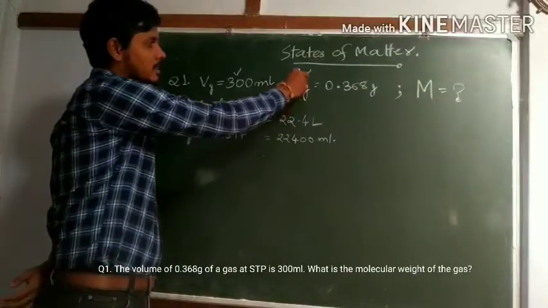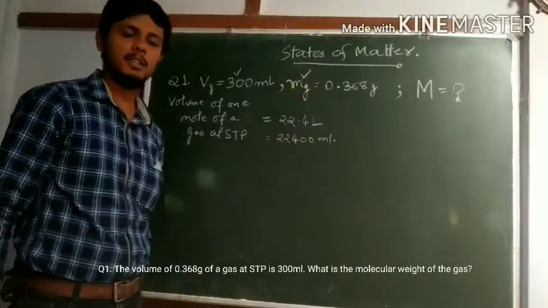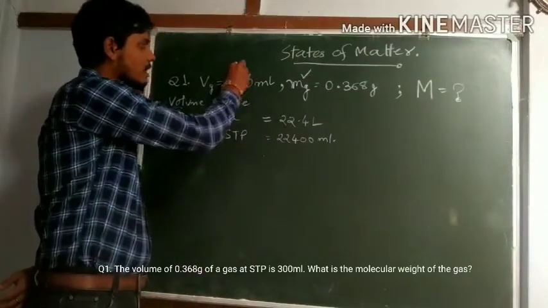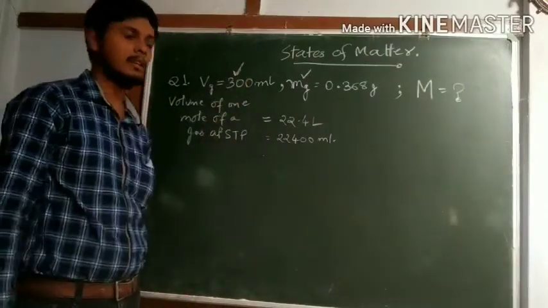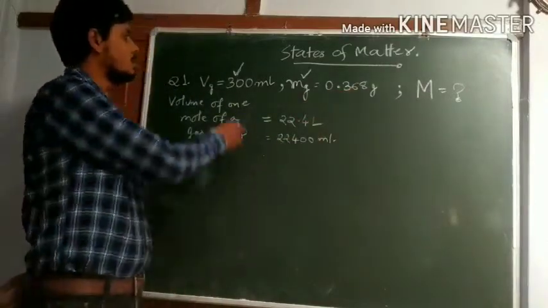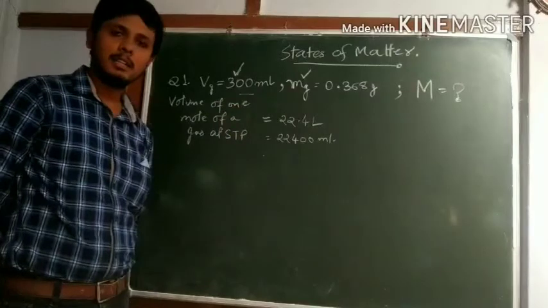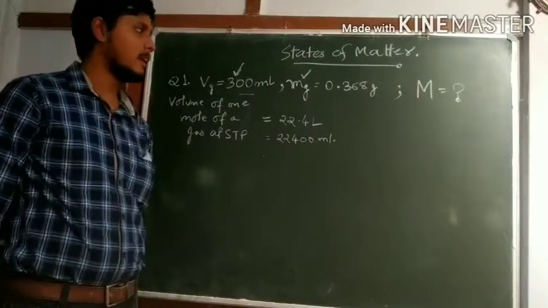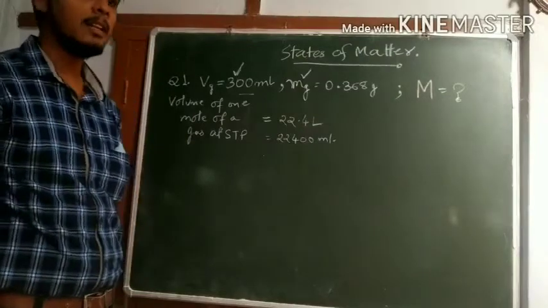The volume of a gas, whose mass is 0.368 gram, is 300 milliliter at STP. We have to find out what is the molecular weight of the gas. So how will you calculate it?